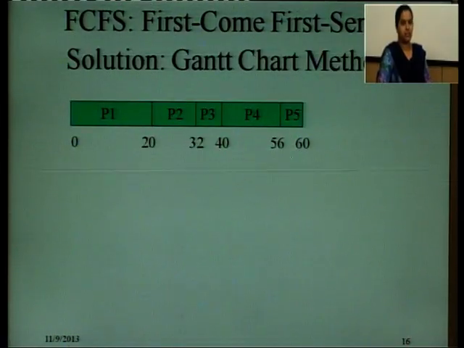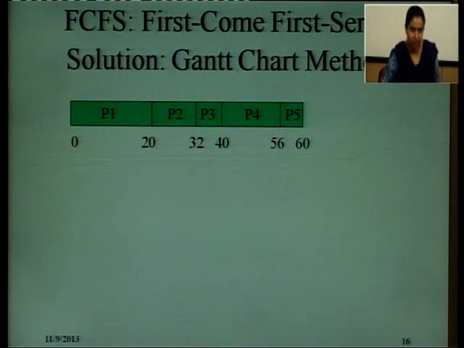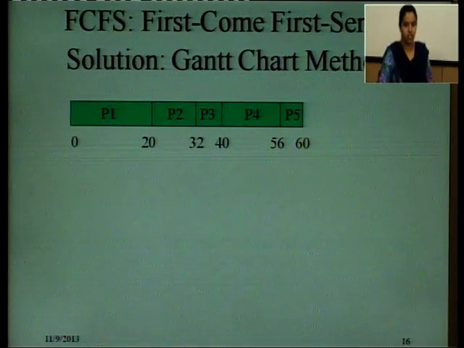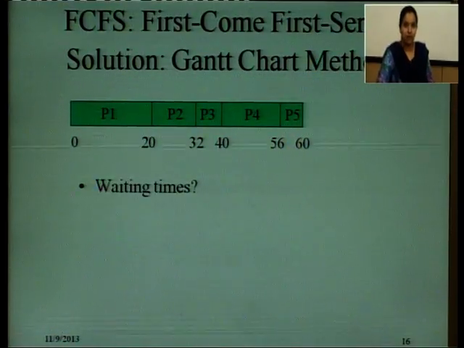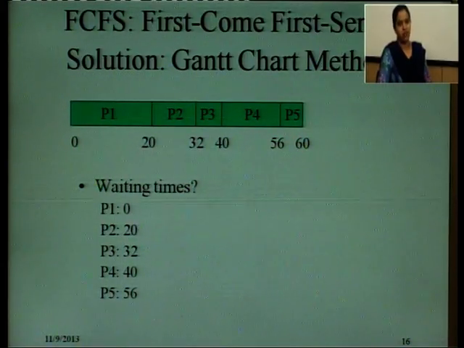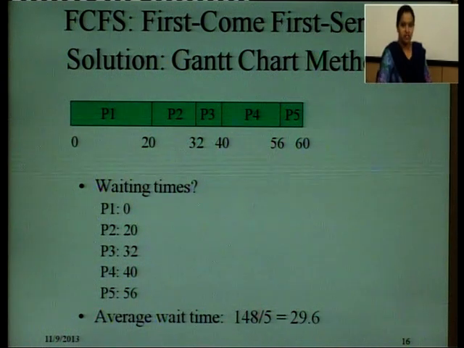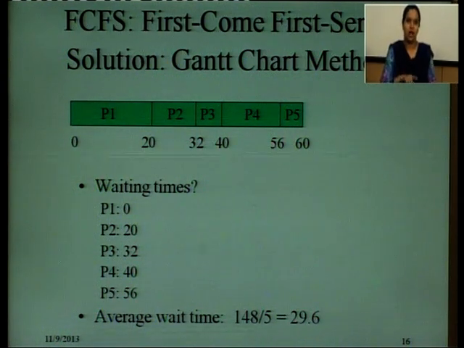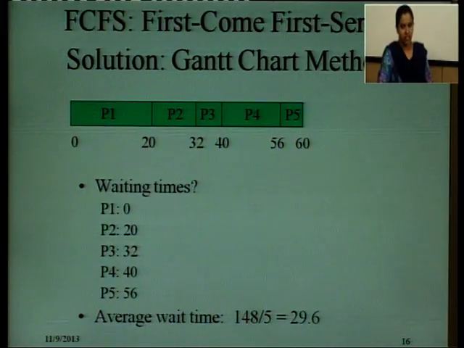So here you see P1 finishes at 20, P2 at 32, P3 at 40, P4 at 56 and P5 at 60. What is the waiting time? P1 has 0 waiting time, P2 has 20, P3 has 32, P4 has 40 and P5 has a waiting time of 56. The average waiting time is, I will sum them and divide by 5, and that is 29.6. Please note it.